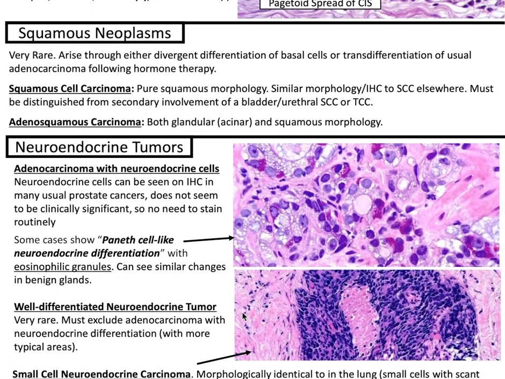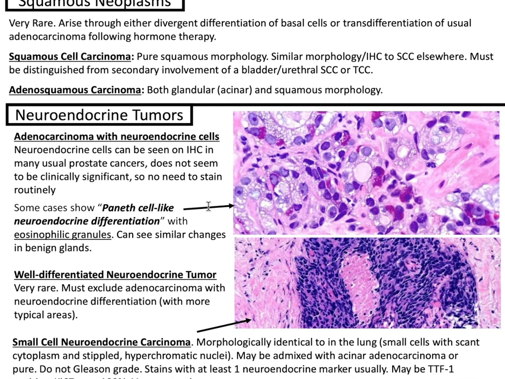Squamous neoplasms are very rare and arise through either divergent differentiation of basal cells or transdifferentiation of usual adenocarcinoma following hormone therapy. Squamous cell carcinoma is just pure squamous morphology and has similar morphology and IHC to squamous cell carcinoma elsewhere, and you want to distinguish it from secondary involvement from the bladder, urethral squamous cell carcinoma, or transitional cell carcinoma. Adenosquamous carcinoma has both glandular or acinar and squamous morphology.